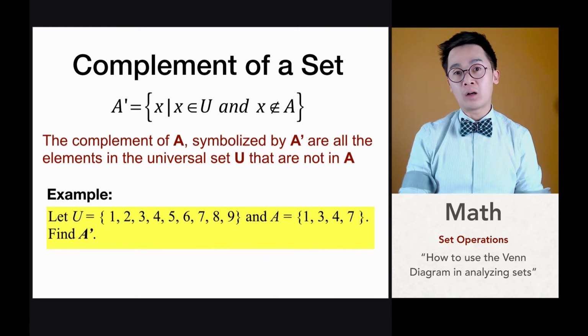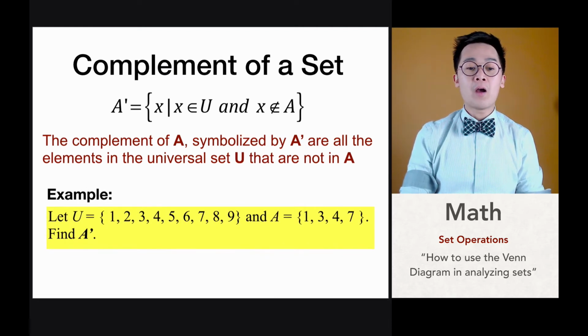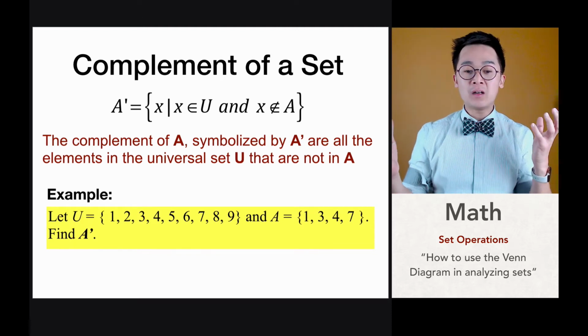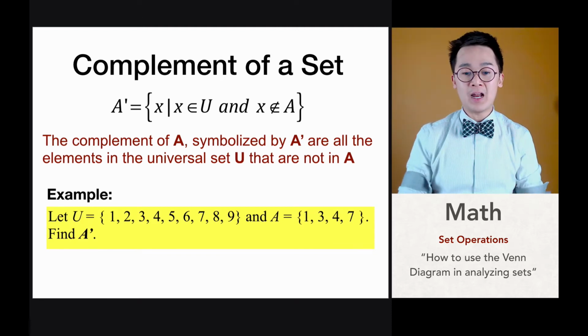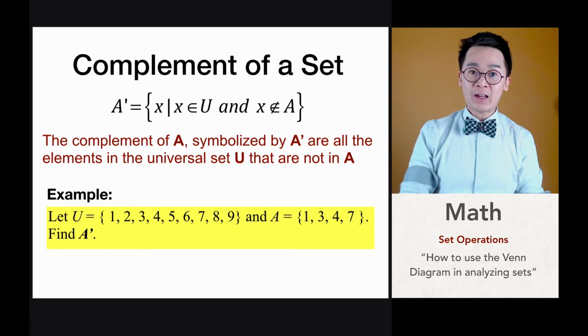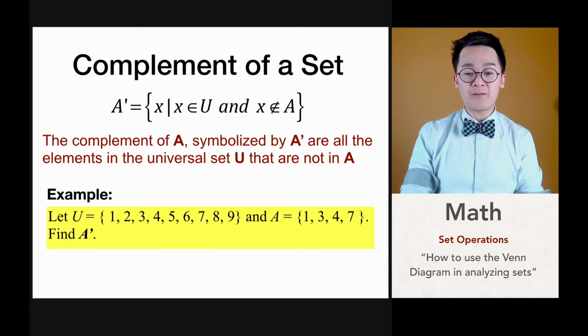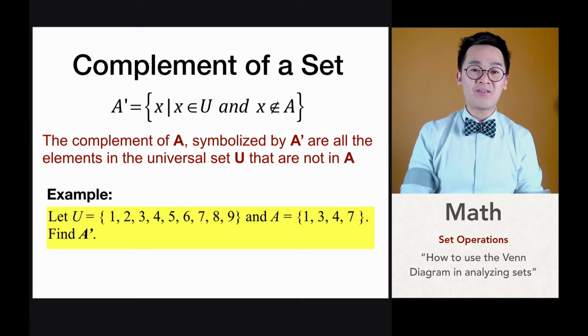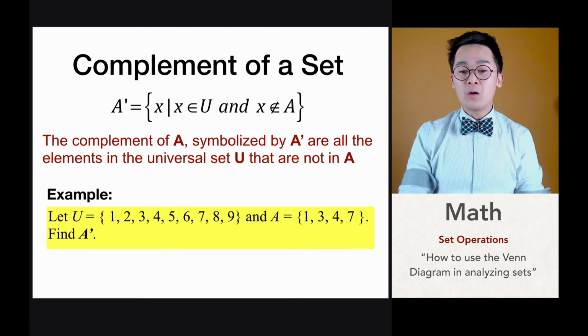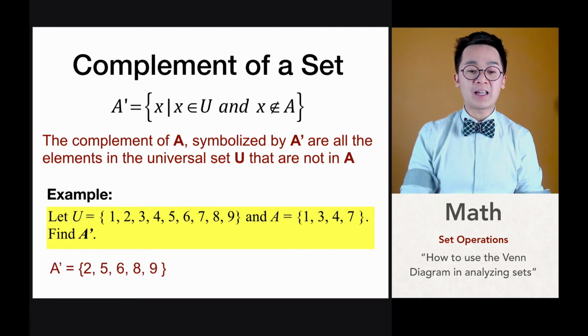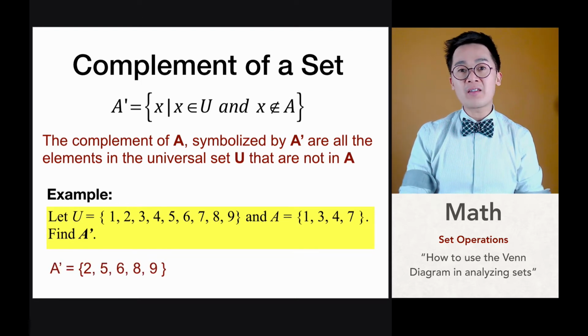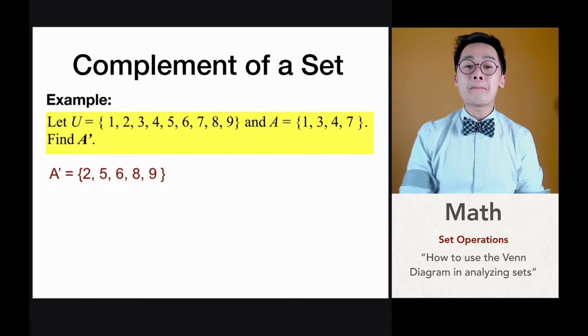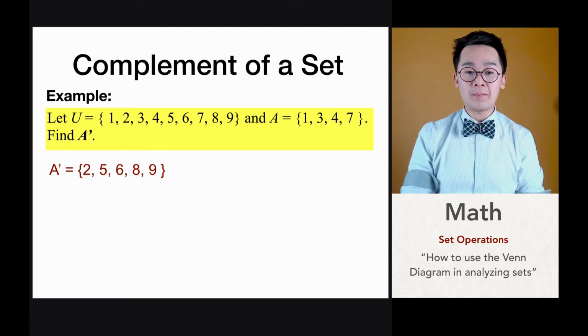Let's say our union set U has the elements 1, 2, 3, 4, 5, 6, 7, 8, and 9. And we have set A, which is a subset of U, which is 1, 3, 4, and 7. If we're going to find the complement of A, that means we're finding all the values that you cannot find in subset A, which are 2, 5, 6, 8, and 9. So these are the numbers that are not found in A, but are found in the union set. And in set notation, we call this the complement of A.